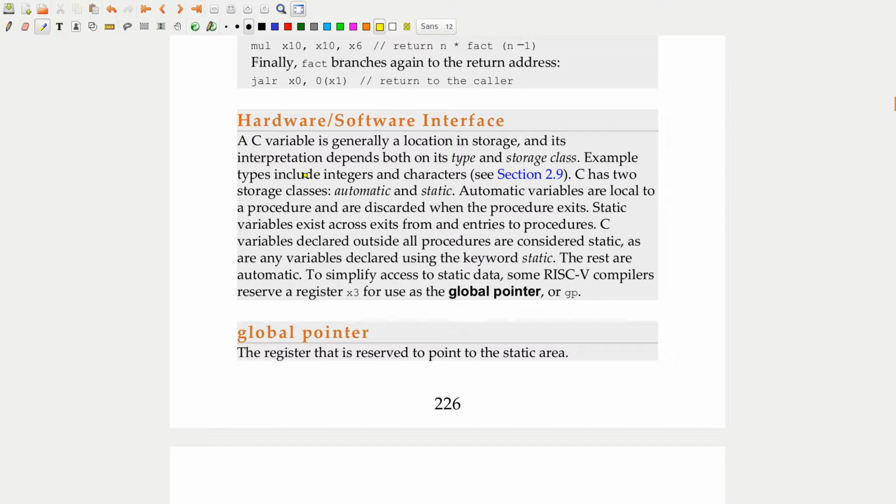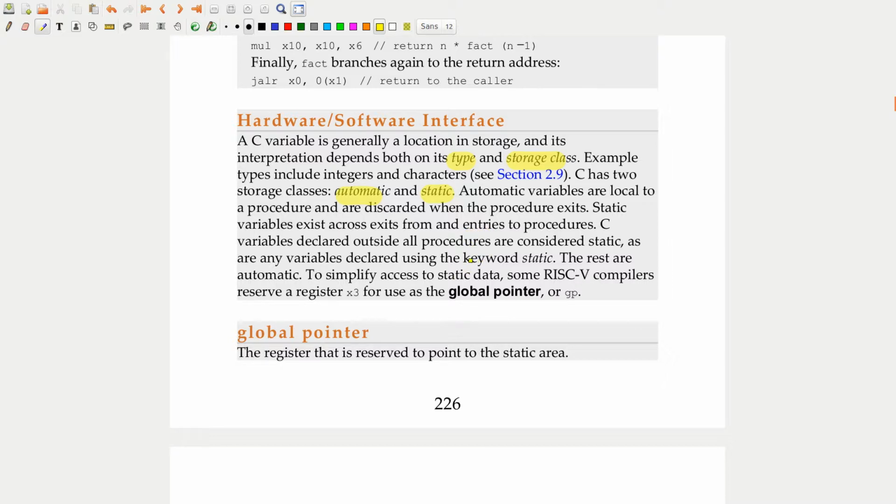So let's talk a little bit about the hardware-software interface. A C variable is generally a location in storage, and its interpretation depends both on its type and its storage class. There are two storage classes: automatic and static. Automatic variables are local to a procedure and are discarded when the procedure exits. So if you have a variable defined inside of a function, once you return from that function, it's discarded after the return. Static variables exist across entries to procedures in C.